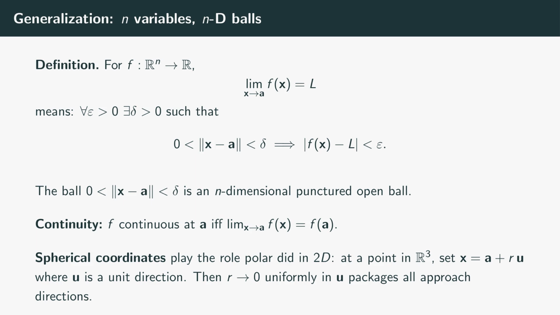Then approach is r approaches 0 and the direction u ranges over the unit sphere. A bound on the absolute value of f of the vector x minus L by something depending only on r and not on u proves the limit by the same squeeze. The conceptual point: the difficulty in multivariable limits scales with dimension via the size of the unit sphere of approach directions. The 0 sphere has 2 points. The 1D case, the 1 sphere has a whole circle. 2D, the 2 sphere, a whole sphere. 3D, more directions, harder limits, same machinery.